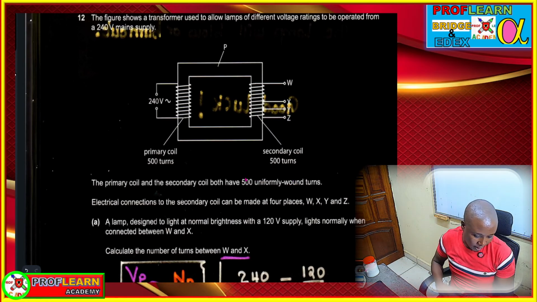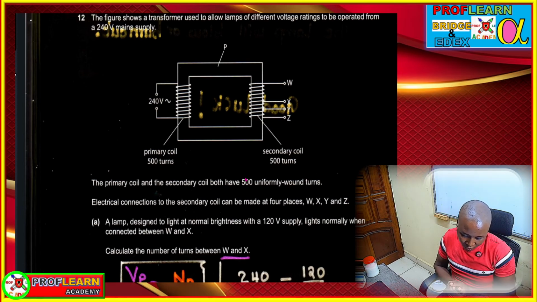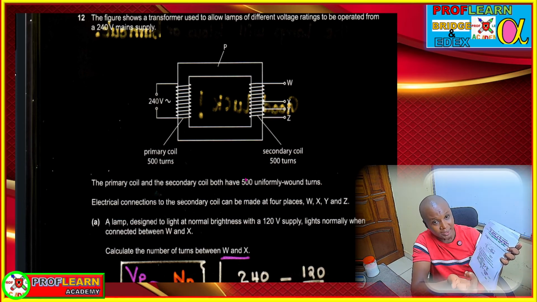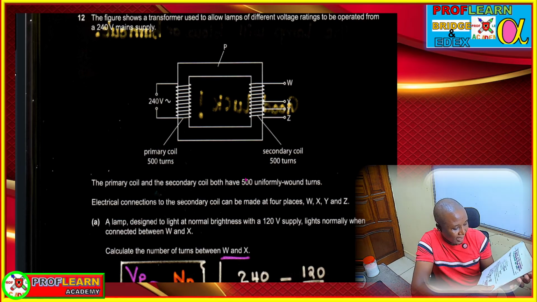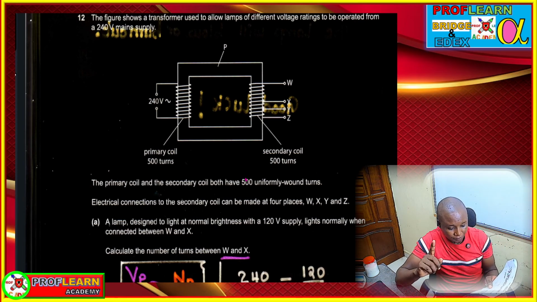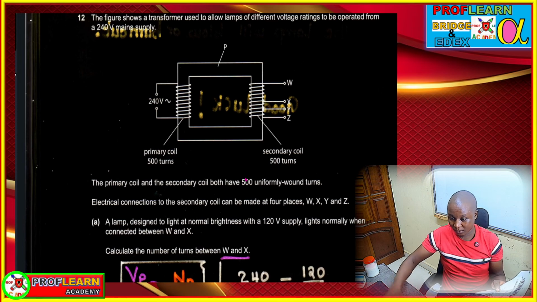Question number 12 is talking about a transformer. We are told a transformer is used to allow lamps of different voltage rating to be operated from a 240 volt mains supply, because we have W, X, Y, and Z. The primary coil and the secondary coil both have 500 turns, uniformly wound. Electrical connection to the coil can be made. We are supposed to calculate the number of turns between W and X.